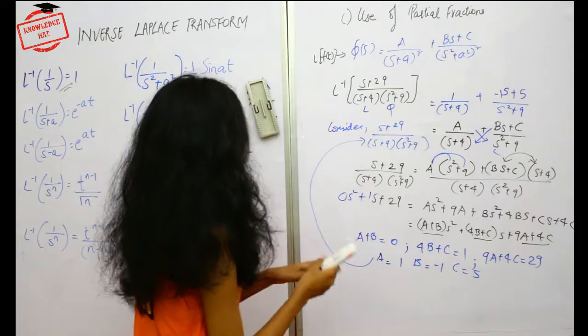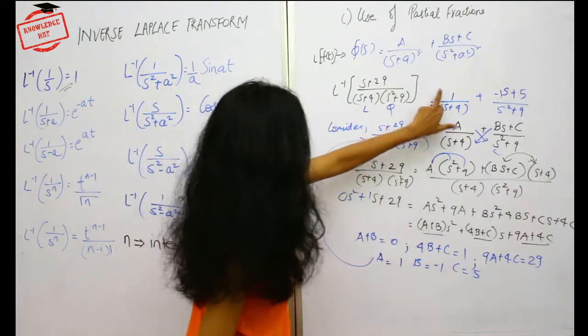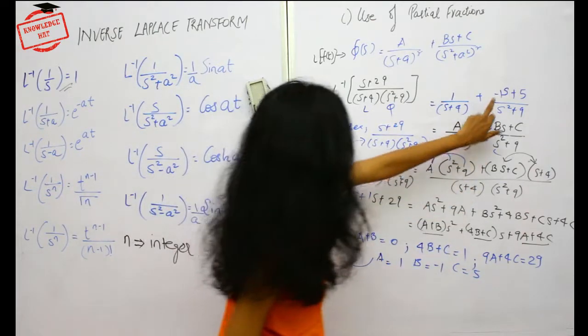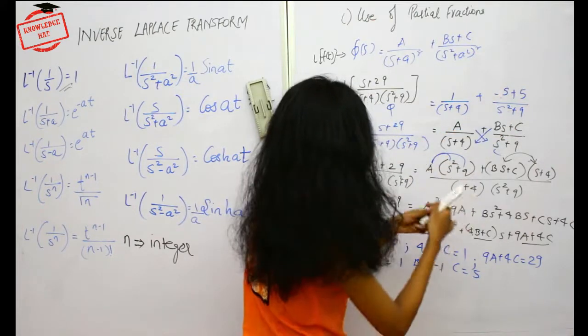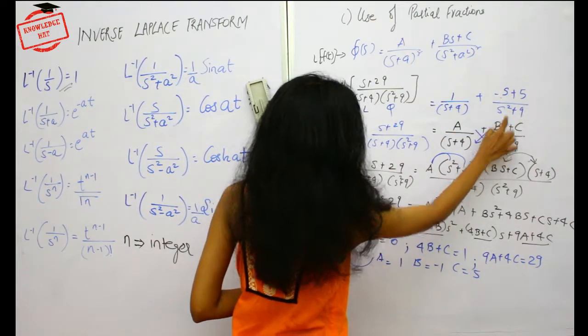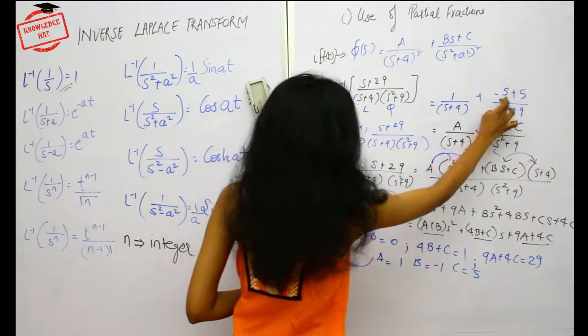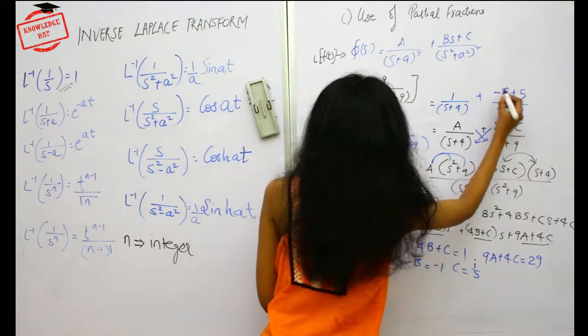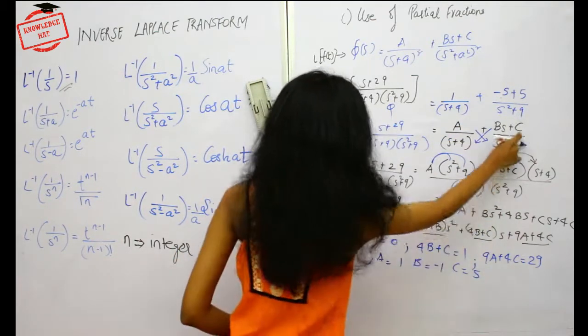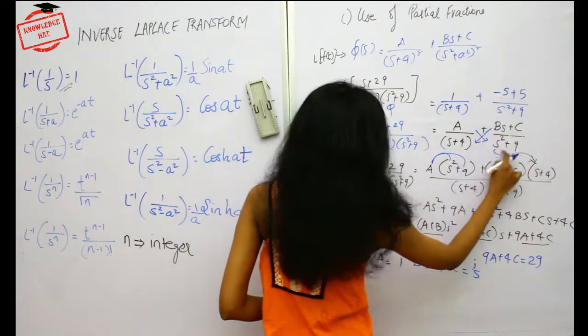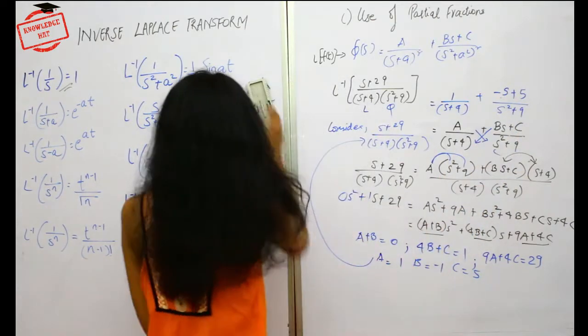So A is 1 upon S plus 4. B is -1, so -1 into S, which is nothing but -S, plus 5. 5 is nothing but C, 5 upon S square plus 9. Okay, so I have this.